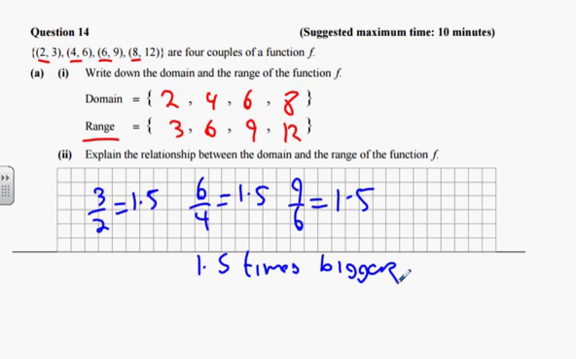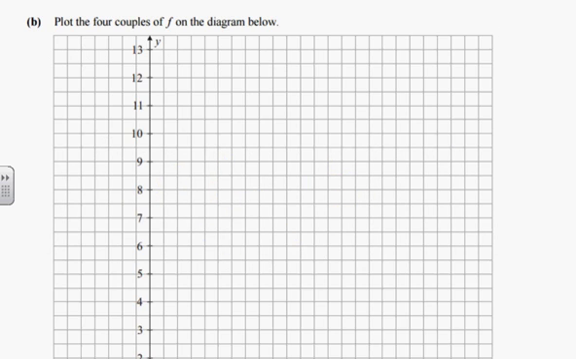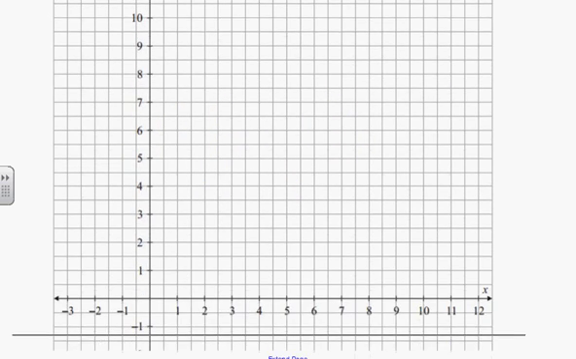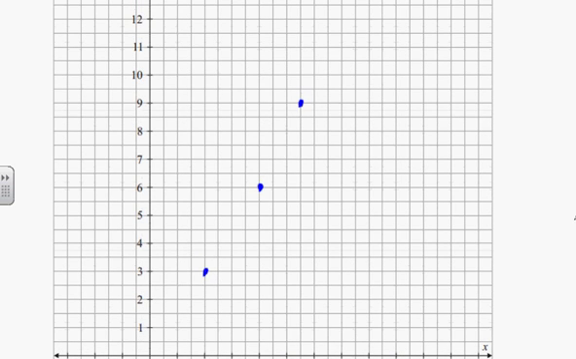Okay, moving on. Tell me how to draw this. So where's 2, 3, guys? 2, 3 is here. 4, 6. There. 6, 9, there, and finally 8 and 12, which is slightly out of shot for me. Oh, sorry, 8, 12 is there. What do we do next? Do we draw a line, or what does it want me to do?